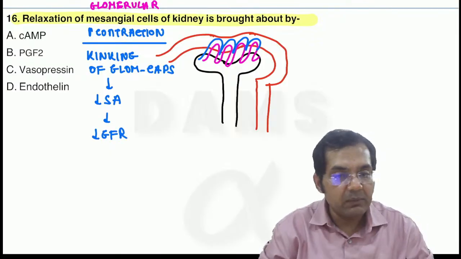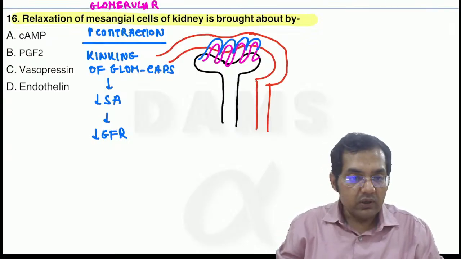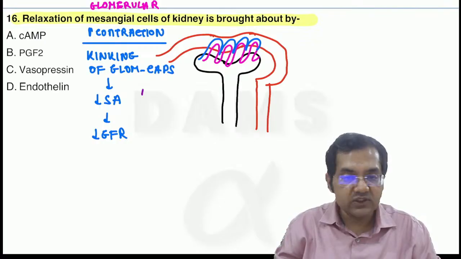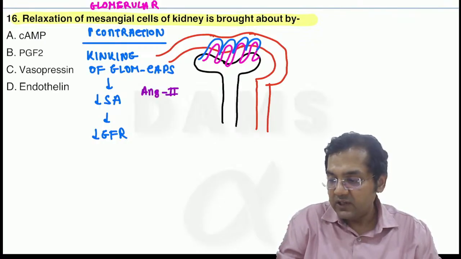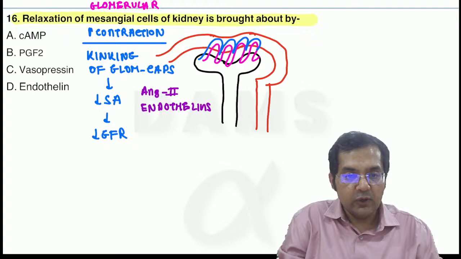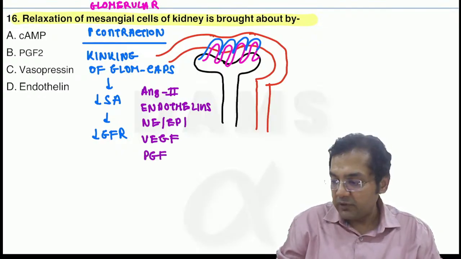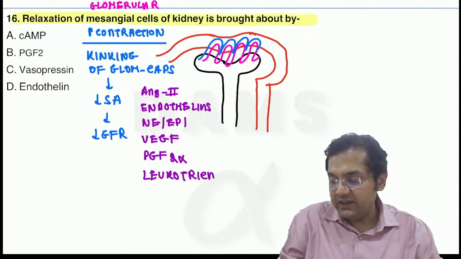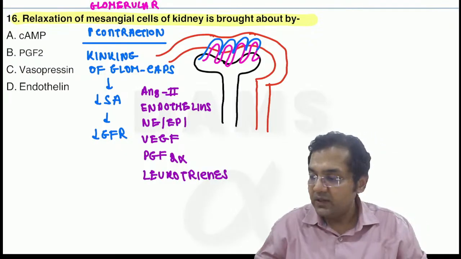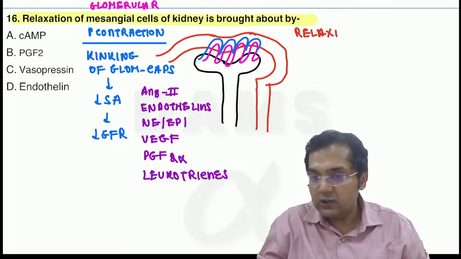But here I am asking you the opposite. A lot of agents can cause decrease in GFR by causing kinking or increased contraction of glomerular mesangial cells. We have a huge list: angiotensin 2, endothelins, norepinephrine, epinephrine, vascular endothelial growth factors, prostaglandin F2 alpha, leukotrienes. But please remember the other ones, the ones which cause relaxation of the glomerular mesangial cells.